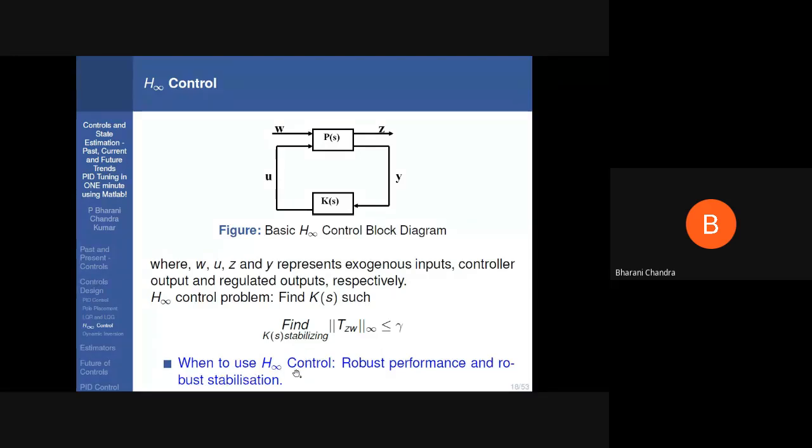And when to use the H infinity controller? For robust performance and robust stabilization. Robust performance means that in the presence of all uncertainties, I am able to get the desired performance. Robust stabilization means my system is stable for all kinds of uncertainties. So if the plant has various uncertainties and my aim is still to get the desired response, then I can go for the H infinity controller.